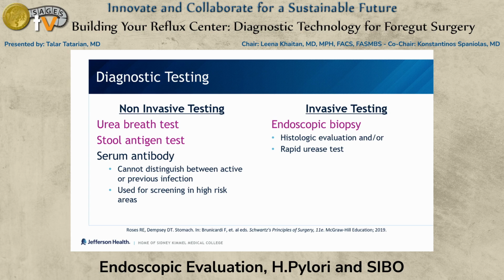And the ones that I've highlighted in pink, those are the ones that are really checking for active infections. And so those are the ones to really focus on, both the urea breath test and stool antigen test. Serum antibody can be done, but you can't tell if it's active or previously treated infection since it's checking for antibodies. So this is really only used for screening in high-risk areas and for patients that haven't ever received treatment before. And then endoscopic biopsy.